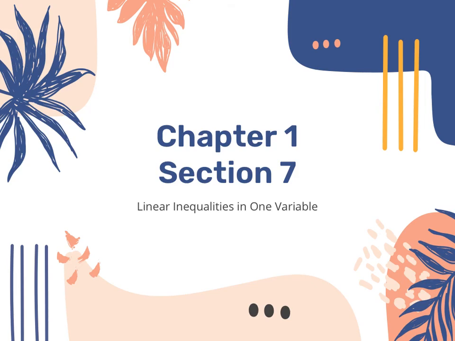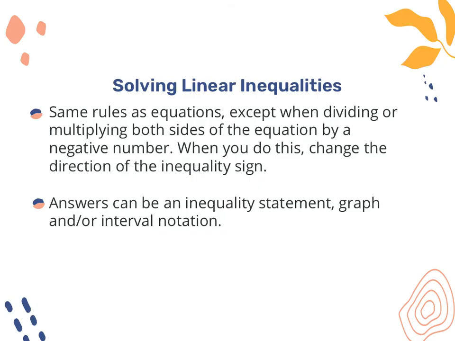So today we're going to cover section 7, and we're going to talk about linear inequalities in one variable. Now you probably have done this before in pre-algebra, and you probably did it again in algebra 1. When we solve inequalities, we're going to use the same rules that we do for equations, except when we divide or multiply by a negative number, then we're going to switch that inequality symbol in the other direction.